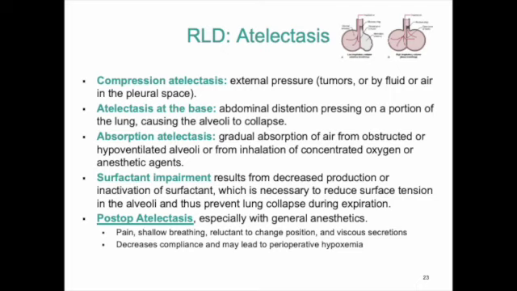With compression atelectasis, this is caused by some type of external pressure exerting on the lung tissue. And this occurs when there's a tumor or there's fluid or air in that pleural space. It can be at the base of the lung caused by abdominal distension as well, because not only do we have the abdominal distension outward, but it can be pressed upward towards our thoracic area, pressing on part of our lung. This can cause our alveoli to collapse.